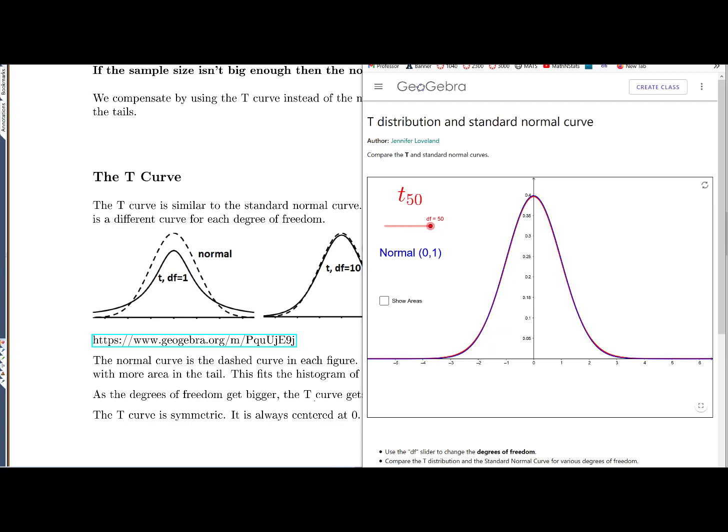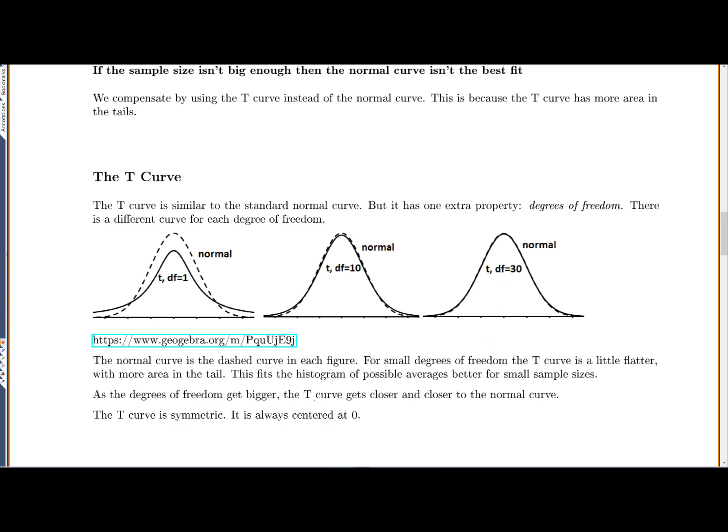So back on our notes, you have it here for your notes later. The dashed curve was the normal curve. You can see a t distribution with 1 degree of freedom. You can see what it looks like with 10 degrees of freedom, and at 30 degrees of freedom, they look almost exactly the same. Also, you might want to note that the t-curve is symmetric. That means the area in the left tail will be the same as the area in the right tail, and it's always centered at t equals 0.